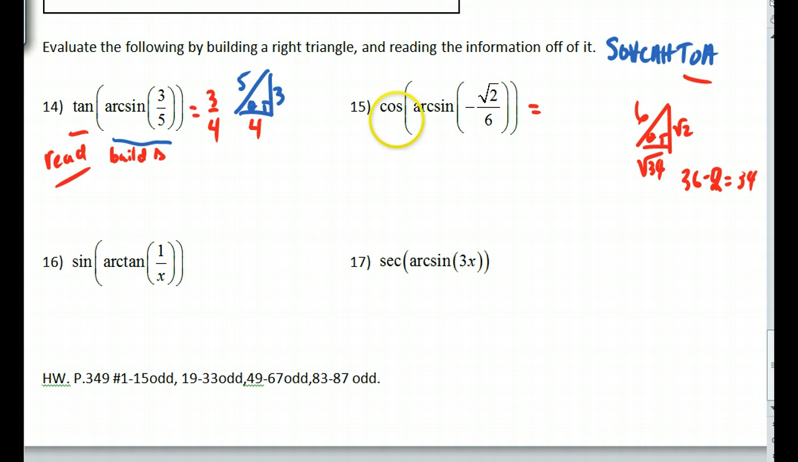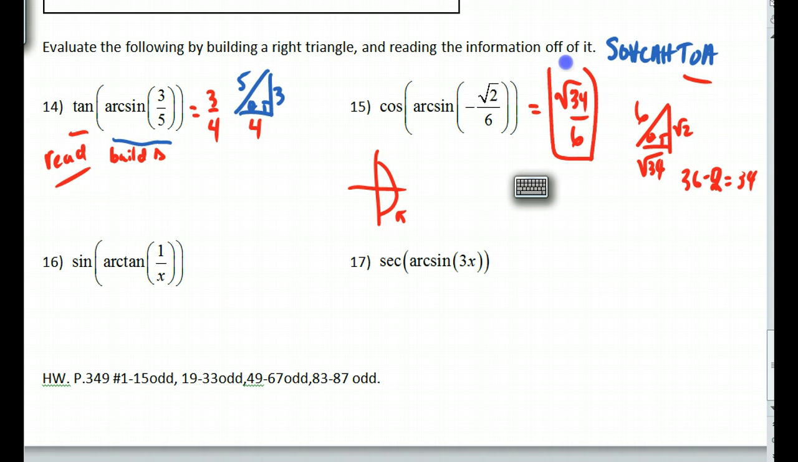And if I read off the cosine now, that would be square root of 34 over 6. Now, should I put a positive or negative on this? Well, the arcsine value is going to be in this quadrant right here because it's negative. And so if I'm in the fourth quadrant, what's the value of the cosine in that quadrant? Well, it's got to be positive then.